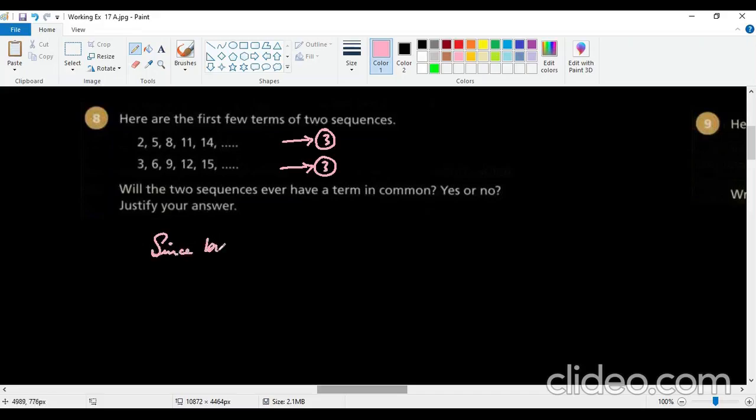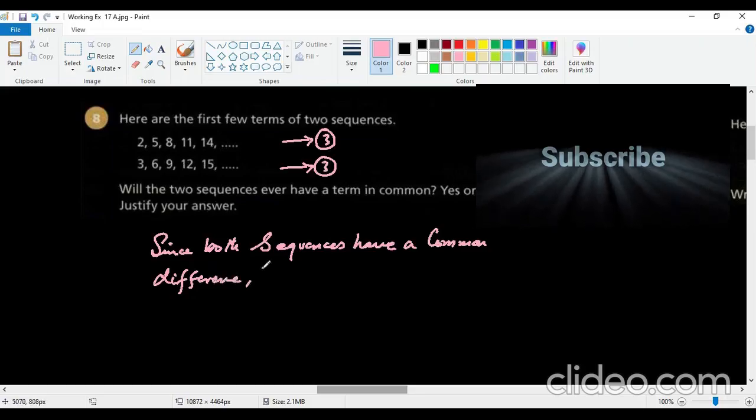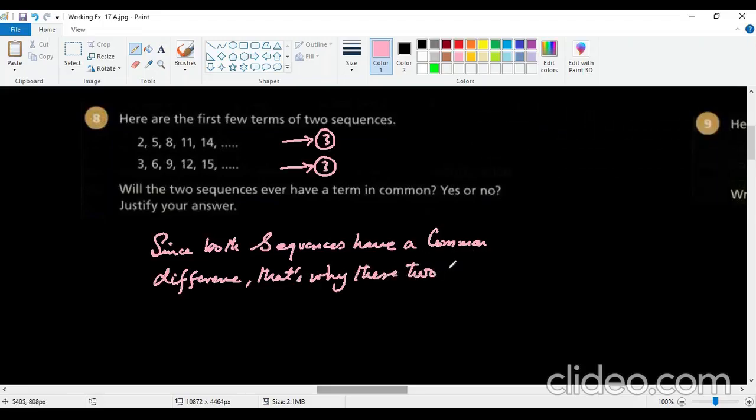Or you can write, since both sequences have a common difference, that's why these two sequences will never have a common term. That's how question number 8 is done.